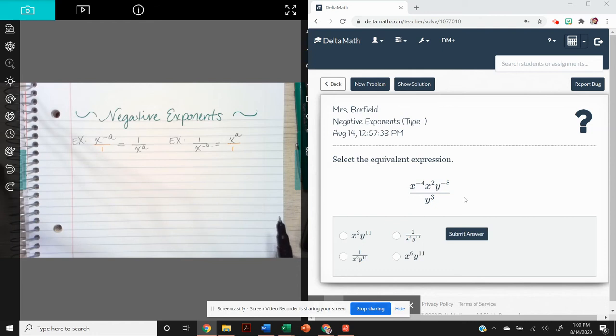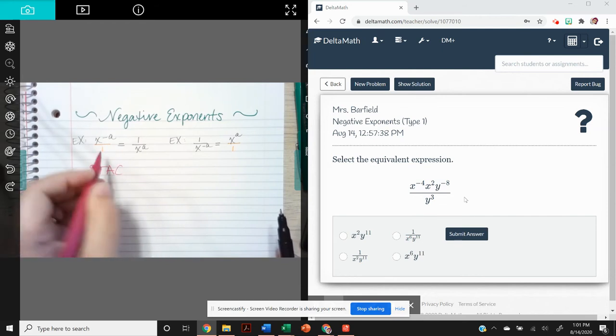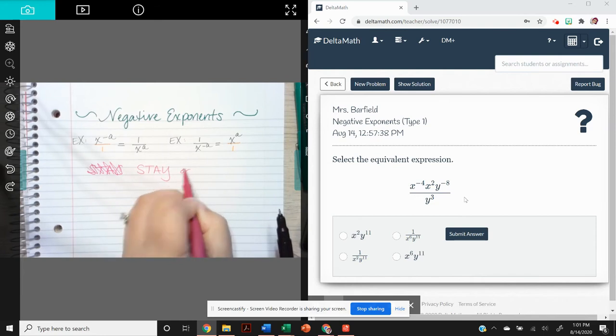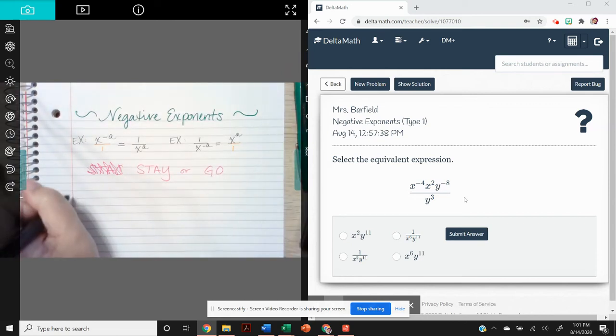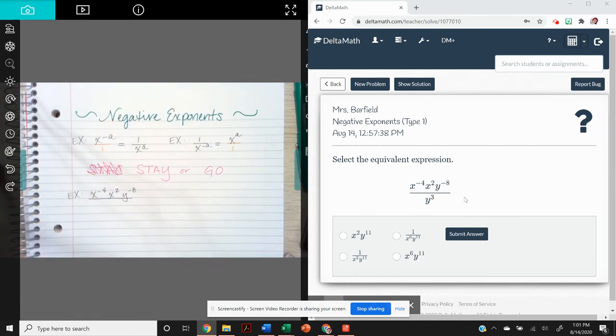I use an approach that's called stay or go. Oh my gosh, I just spelled that wrong. And so what I ask you is, as I'm going through the problem, does it stay or does it go? All right. So let's look at this example. X to the negative 4, x squared, y to the negative 8 over y to the third.